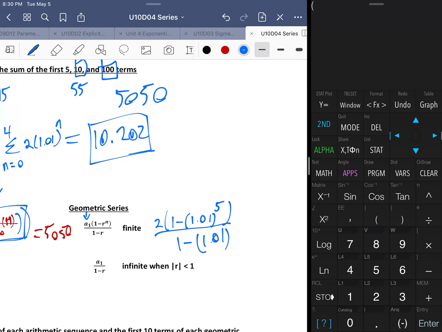I'm going to make my numerator have its own parenthesis, so it's going to be 2, parenthesis, 1, parenthesis 1.01, close that parenthesis to the 5th power. Then I have to close this parenthesis. So that's my numerator. And I think I need one more parenthesis to close that. So this is the numerator. I'm going to divide that by parenthesis 1 minus another parenthesis 1.01. I'm going to close that. And I'm going to close the denominator.